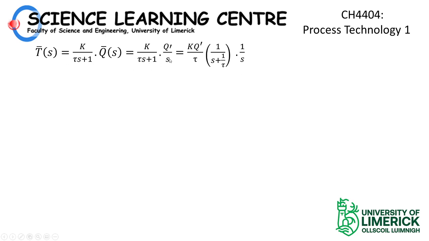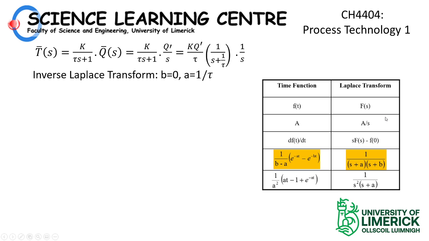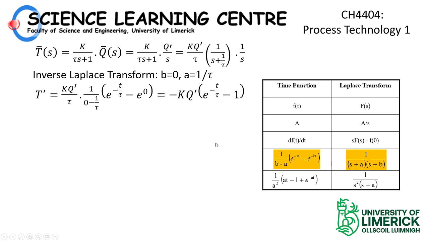Now, k over tau s plus 1 times s, and I'm taking the tau outside so that I have 1 over s plus 1 over tau, which matches our table here for the inverse Laplace transform. This is in the frequency domain. We want to transform it back to the time domain, and we use this formula here, 1 over s plus a times 1 over s plus b. Looking at this, these are constants. 1 over s plus a, so a is 1 over tau and b is 0. Plugging things back in place, so kq prime over tau stay the way they are. 1 over b minus a times e to the minus at minus e to the minus bt. b is 0, so this term will not be 0.